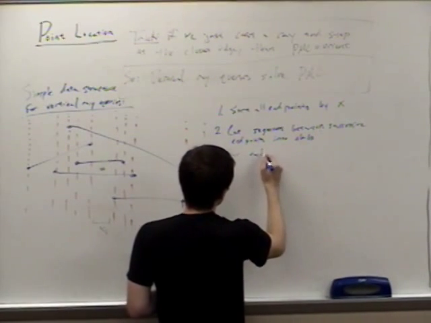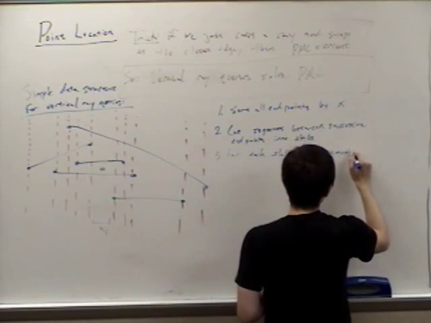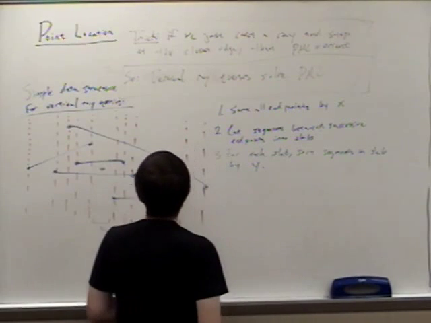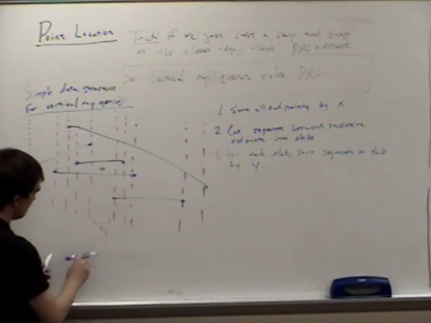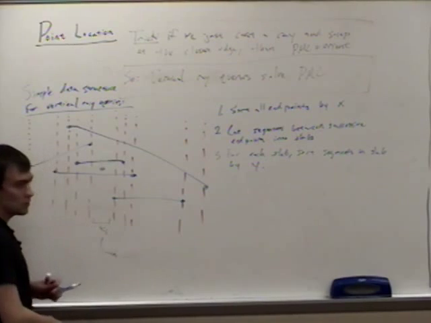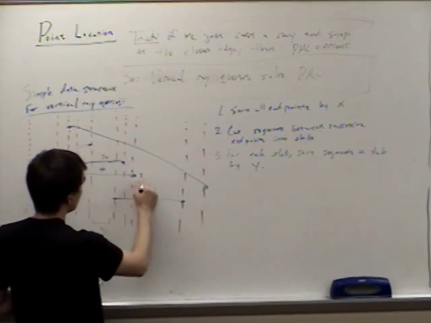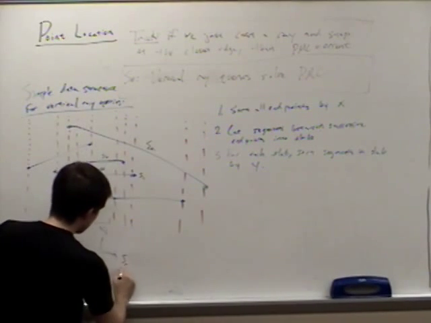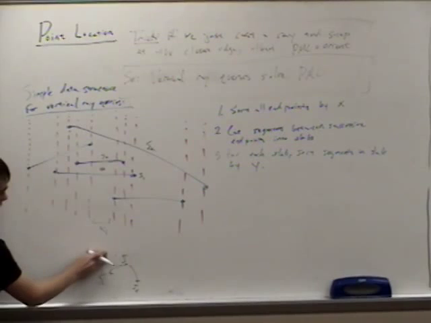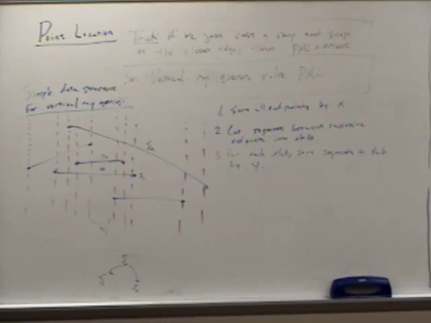So for each slab, sort segments in slab by y, right? That's the idea. So this slab here, if I expand it out, will look basically like a binary search tree, or if I flattened it out, it'll be an array, where, say, the middle one, we'll call this guy slab 0, slab 1, slab 2. It'll look like S0, S1, S2, right? We'll get to this in a moment, right? But that's the problem with this data structure.